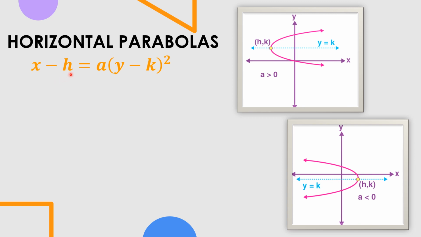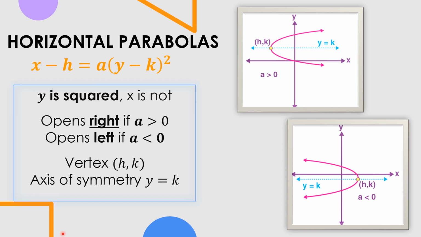So again, we're going to take the opposite of h and the opposite of k to get our vertex. Our axis of symmetry is going to go through y equals k, the y value of your vertex. And again, opening right if a is positive, opening left if a is negative. And this is the equation where the y is the only term that is squared. The x will not be. All right, let's go ahead and graph some.